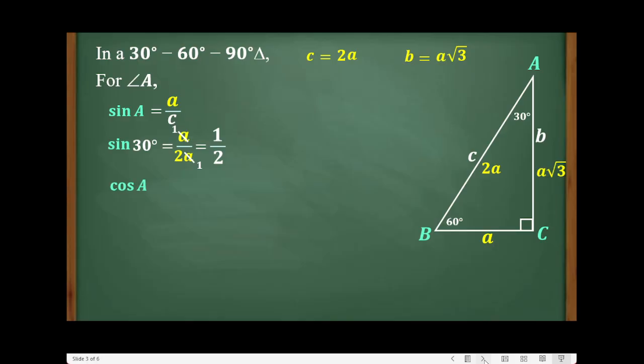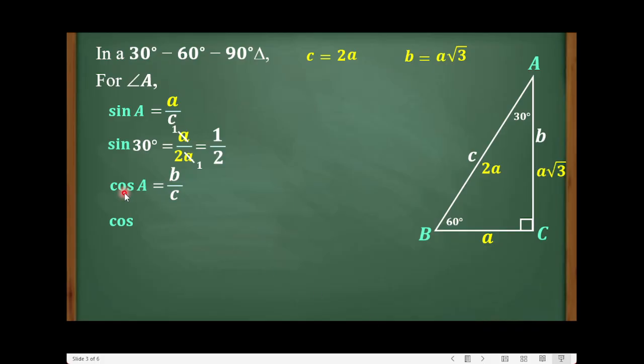Next, cosine of A, from the definition, it is what? Adjacent leg over the hypotenuse. And from this right triangle, the adjacent leg is denoted by small letter b and then divided by small letter c. Now, we need to express both b and c in terms of a. We know that from the property of this special right triangle, b is equal to a square root of 3, while c is equal to 2a. So both numerator and denominator are now expressed in terms of a.